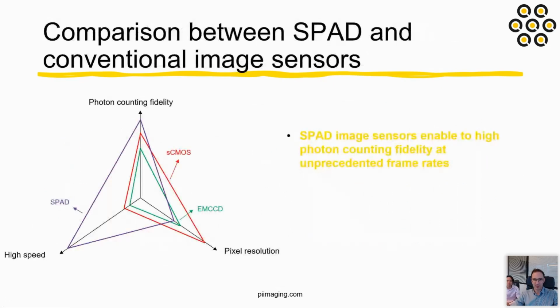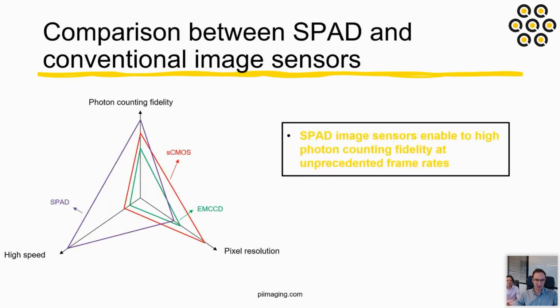Now, summarizing, what does a SPAD give us? It gives us the best photon counting fidelity at extremely high frame rates. This is really the key takeaway: low light, extremely high frame rates. Of course, we also fairly state that we still have work to do to increase the pixel resolution. Our current image sensor is 512 square, compared to maybe some other implementations in scientific CMOS, which have slightly higher pixel resolution.